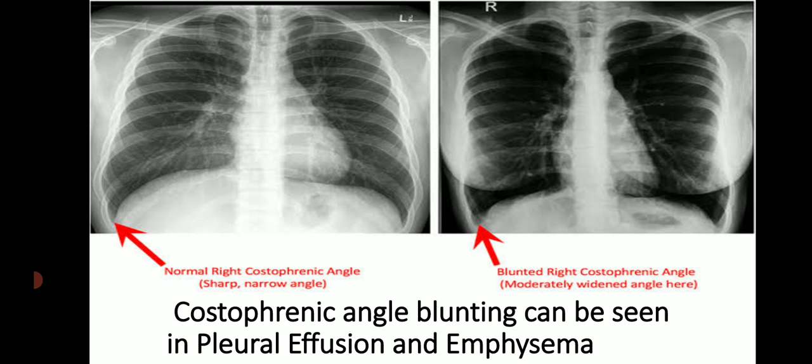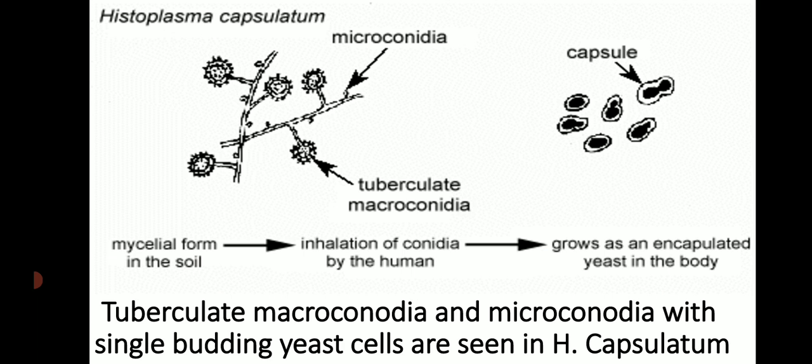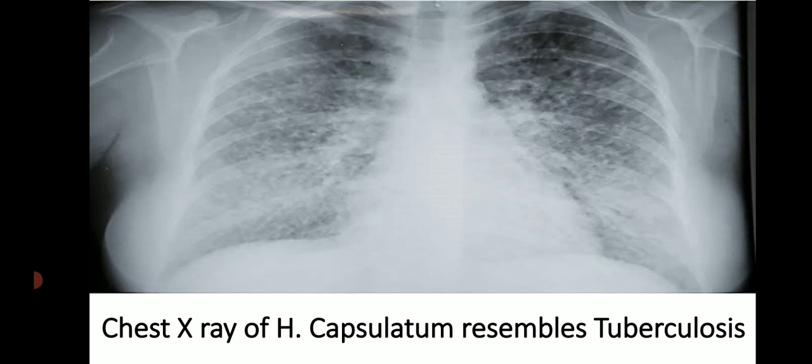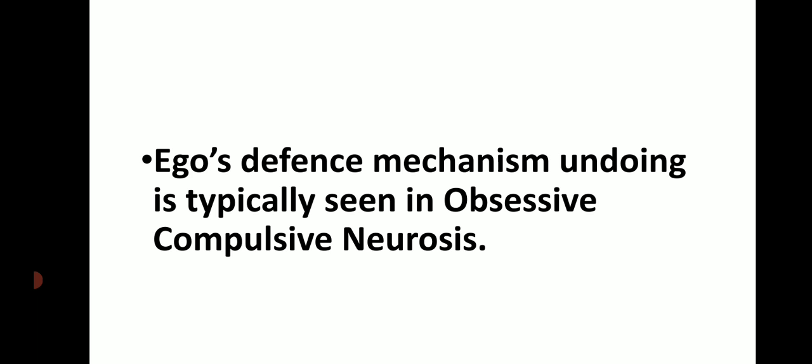Costophrenic angle blunting can be seen in pleural effusion and emphysema. Tuberculate macroconidia and microconidia with single budding yeast cells are seen in Histoplasma capsulatum. Chest X-ray of Histoplasma capsulatum resembles tuberculosis.